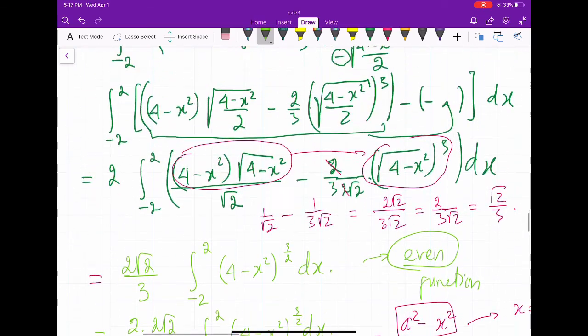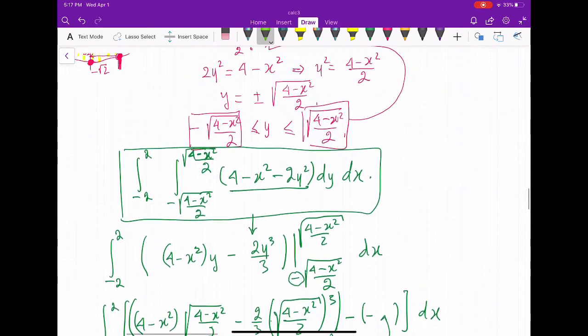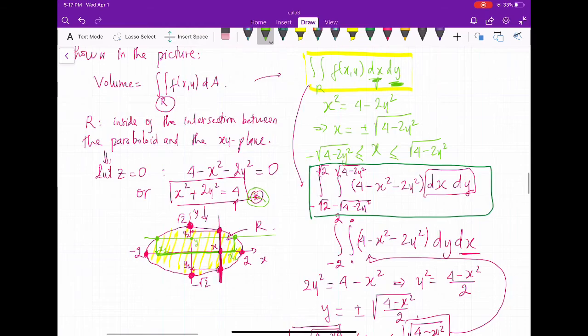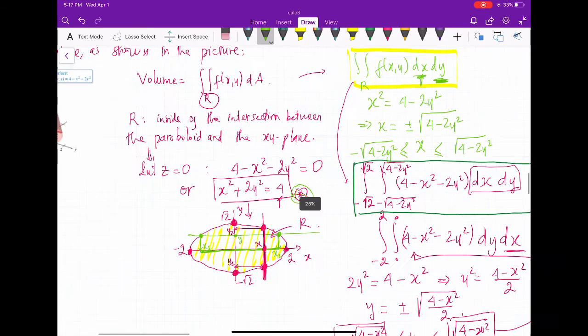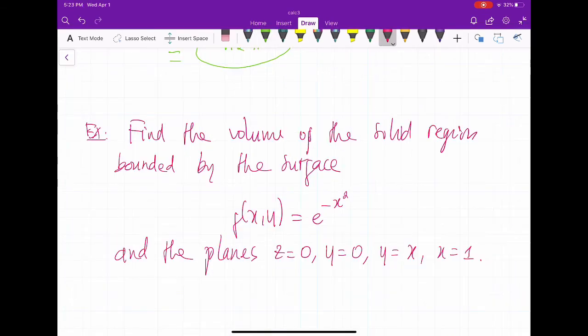That's how we can find the volume of a solid region. It's a very long way, but that's all we need to do. In the following example, I will show you how to rewrite a double integral in iterated form. I will not solve that to the end, so you can see the detailed solutions in the textbook.